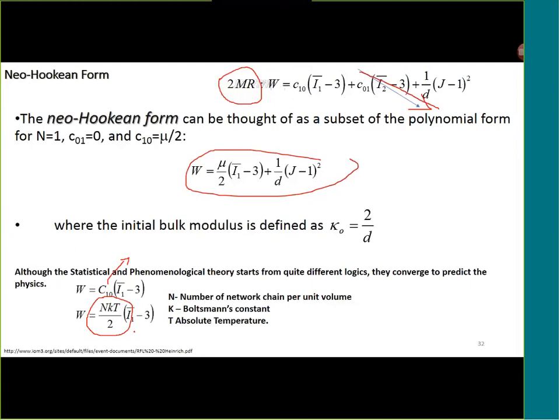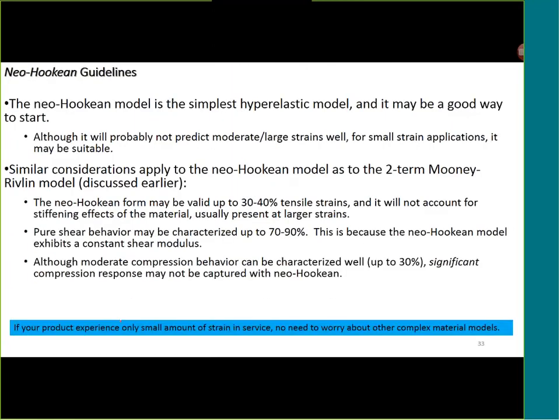Eventually they converge to the same physical behavior. One example that we can see is here. In this case, this C10 corresponds to the molecular physics of the elastomeric material. So here are the guidelines. This is the very simplest hyperelastic material model.